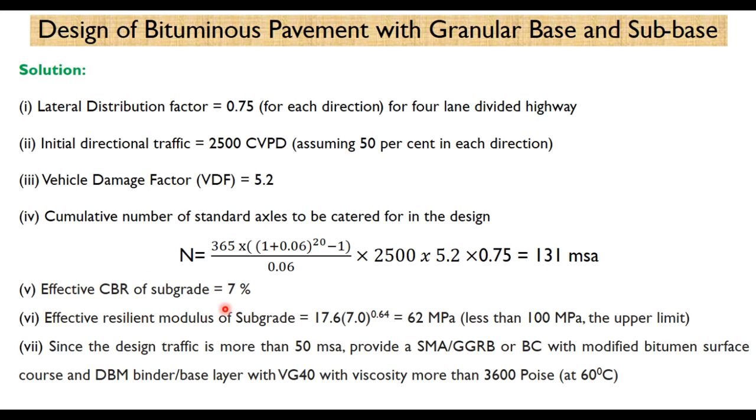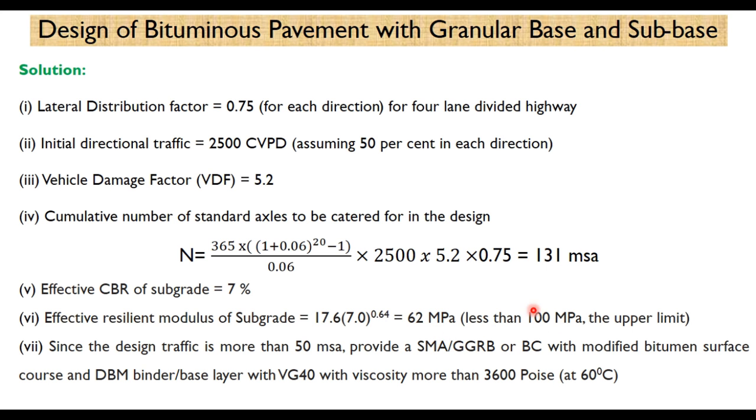CBR 7%, effective resilient modulus of subgrade for 7% is 17.6 into 7 to the power 0.64, that is 62 MPa, and it is less than 100 MPa, that is the upper limit specified in the code, and therefore we will use 62 MPa as MR for subgrade.